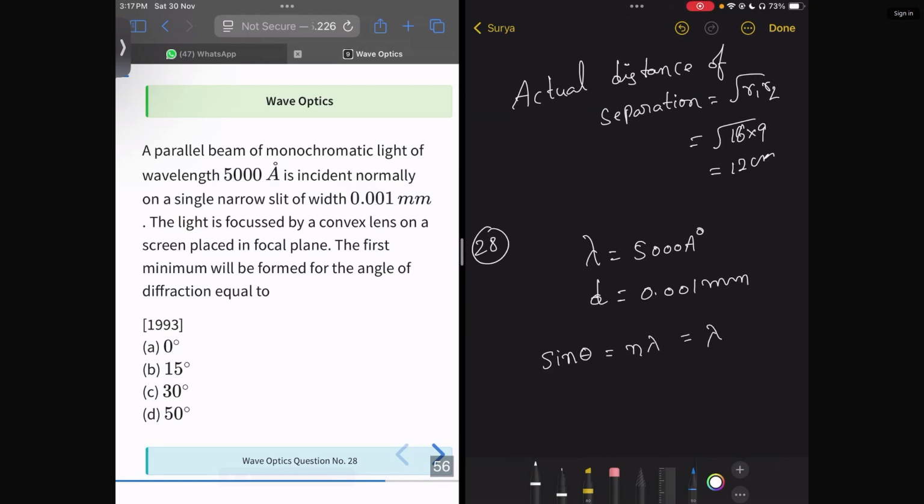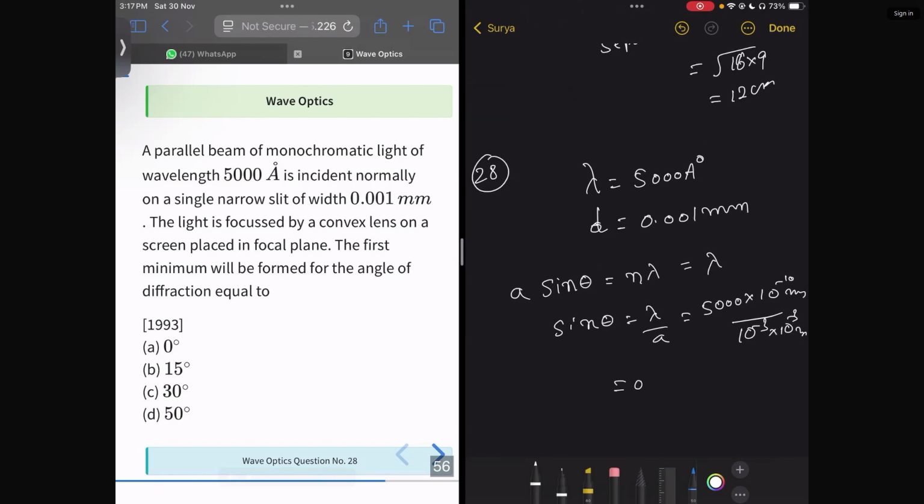a sin theta is equal to n lambda, with n equal to 1. So sin theta is equal to lambda by a. It will be 5000 into 10 power minus 10 meter divided by 10 power minus 3 into 10 power minus 3 meter. So it will be 0.5. So sin theta is 0.5, which means theta is equal to 30 degrees.